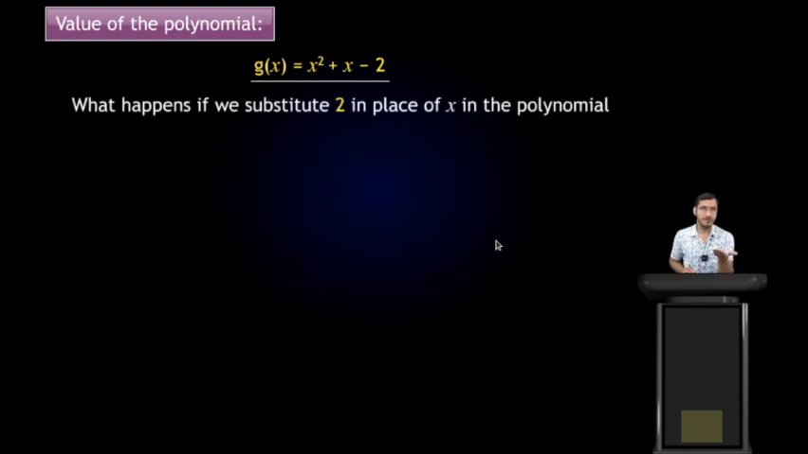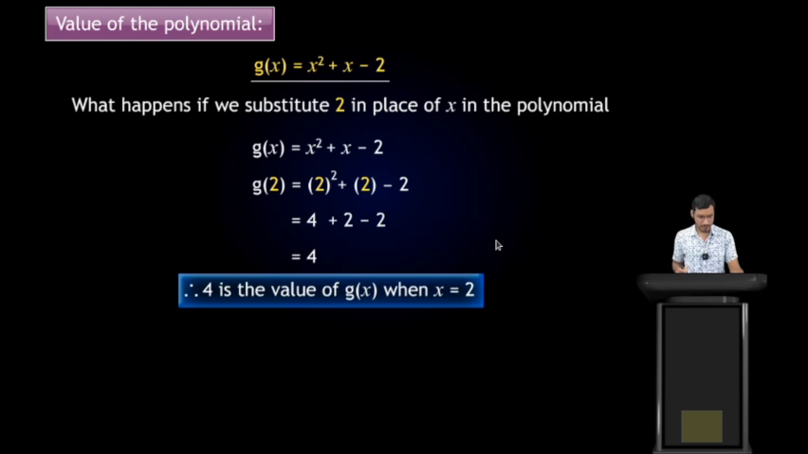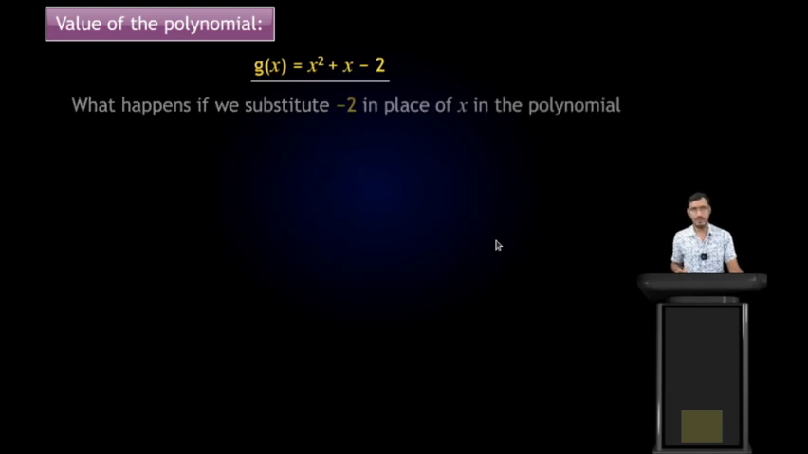If we substitute 2 in place of x in the polynomial, so here the value of x is 2. So 2 square plus 2 minus 2. So 2 square is 4 plus 2 minus 2. So the answer is 4 here. Okay, that means 4 is the value of g(x) when x equals 2.